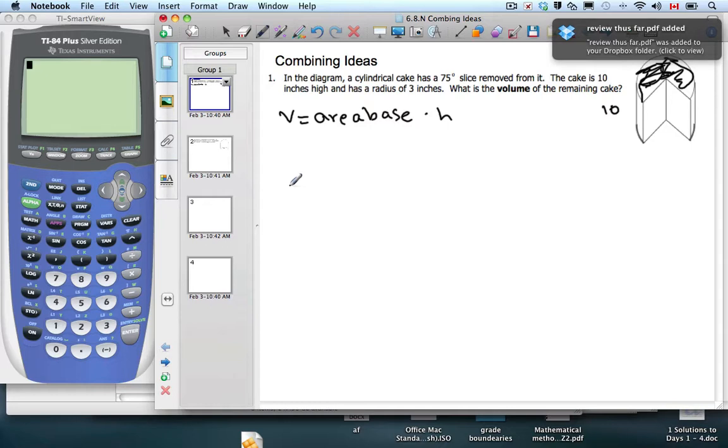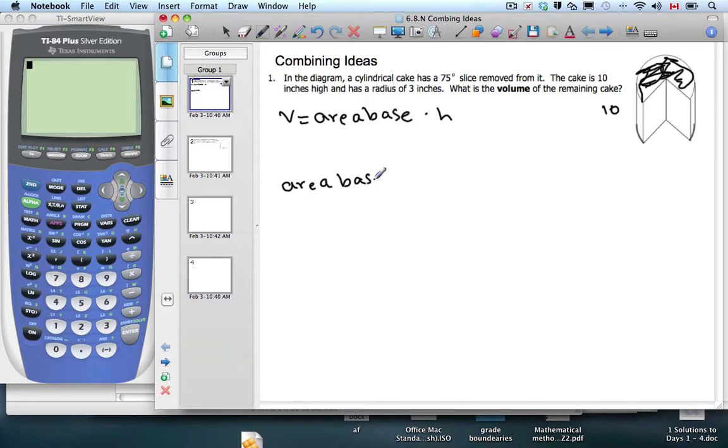So how to find that? Well, we learned early on in this unit that to find the area of a sector, it's the area of the sector over the area of the whole circle. We can call the area of the base A to shorten it up. So area of the sector over pi r squared, and our radius is 3, so 3 squared.